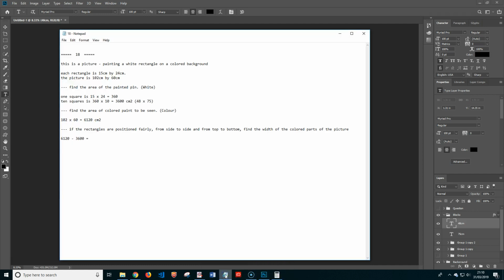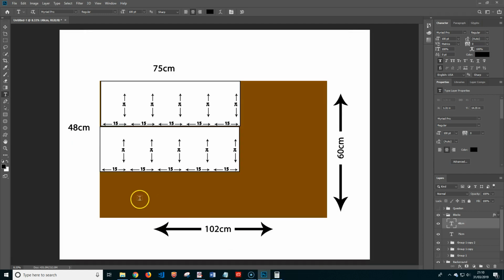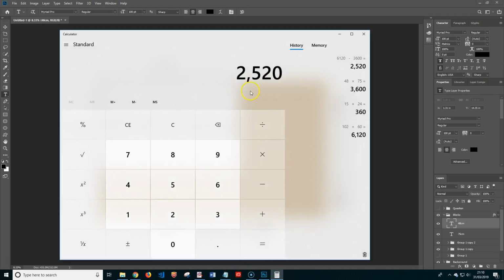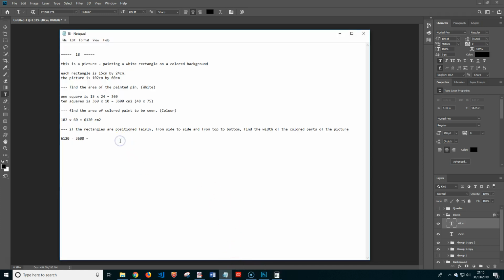So the area, the brown part or the coloured part for you, that is left over equals, what's the calculator say? 2,520. So, 2,520 centimeters squared.